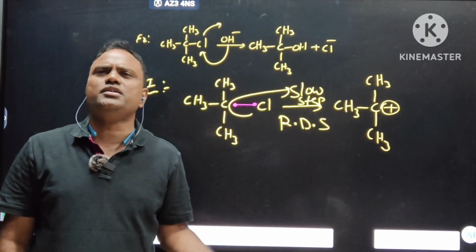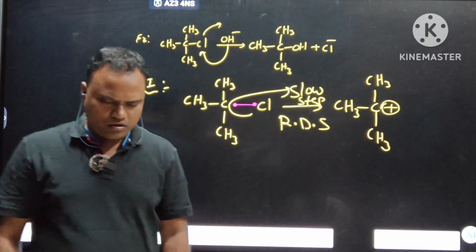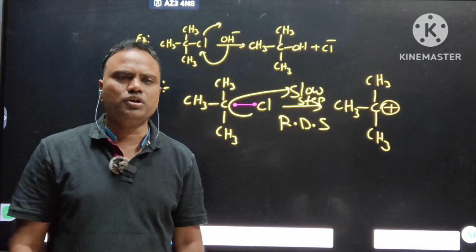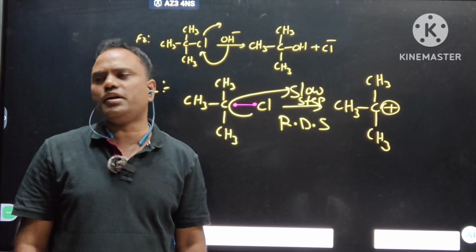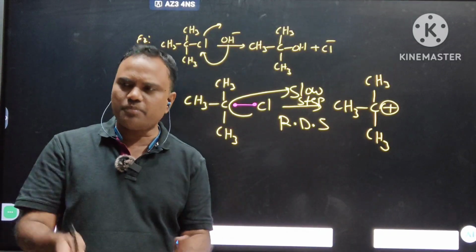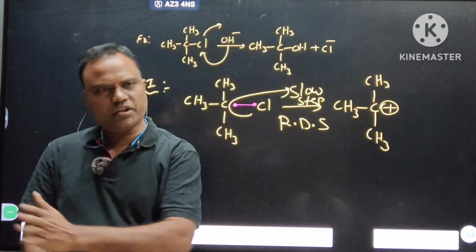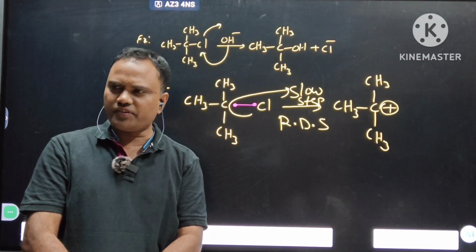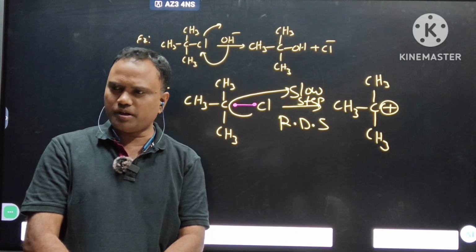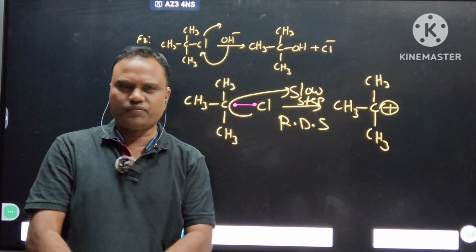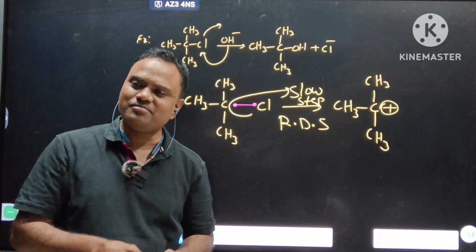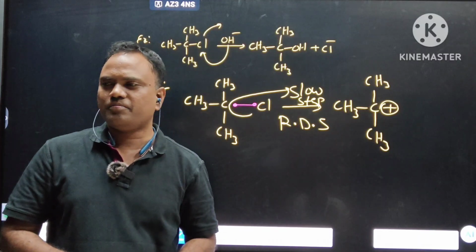Why is it called RDS, rate determining step? See, one car is going in front of you at 150 to 200 kilometers. Can you read the properties of the car? It is going very fast. Can you see the driver's face? Can you note the number plate number? If the car goes very fast, you cannot; if the car goes slowly, then you can analyze the car.